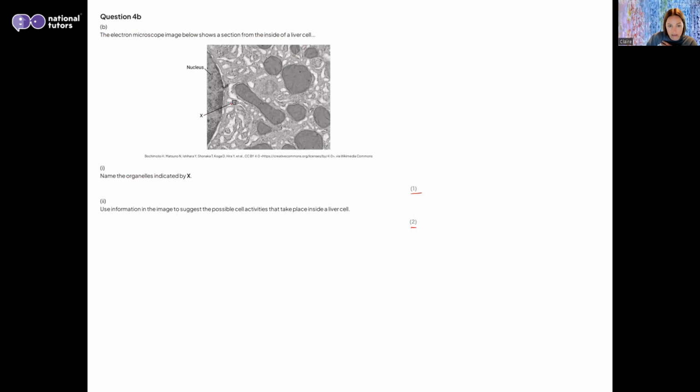So these are tiny, tiny, you can see them down there. So have a little go at that. Write it down on a piece of paper. Don't have to do it in the chat. That's absolutely fine. You can do whatever. And then use information in the image to suggest the possible cell activities that take place inside a liver cell. Okay, so have a little look. We have the nucleus. And then we need to think, well, what are these things? This is the liver cell, so it's definitely an animal cell. So what is going on? Okay, so let me give you a few seconds. Have a little brainstorm, have a little think. Even if you don't write anything, just think in your head before I put the answers up.